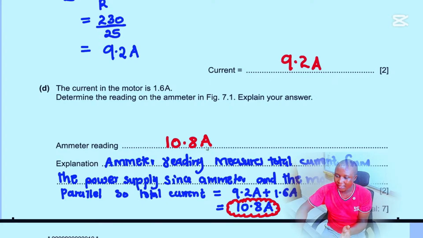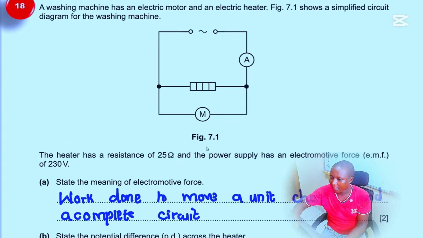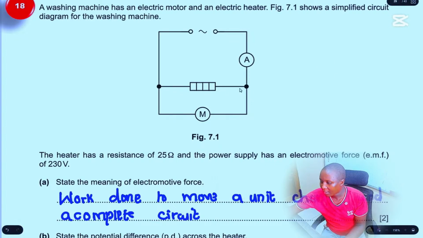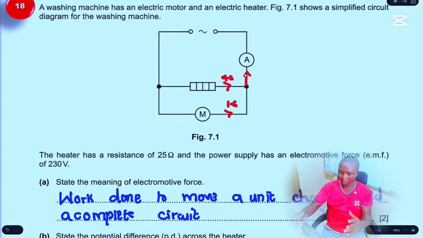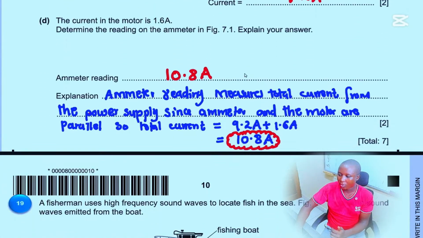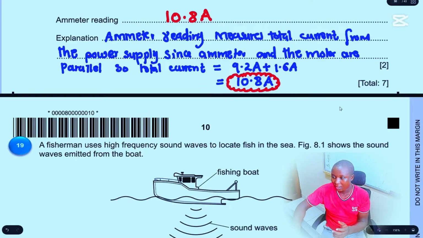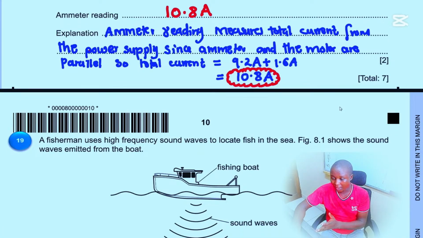Then we're told that the current in the motor is 1.6. What you need to understand is that if we have a current at this point of 9.2 here, and another current here which is 1.6, when they join together and move through the ammeter, we're going to get a total sum of the two. So we add those together, and we get 10.8 amperes as the total current in the circuit read by that ammeter.